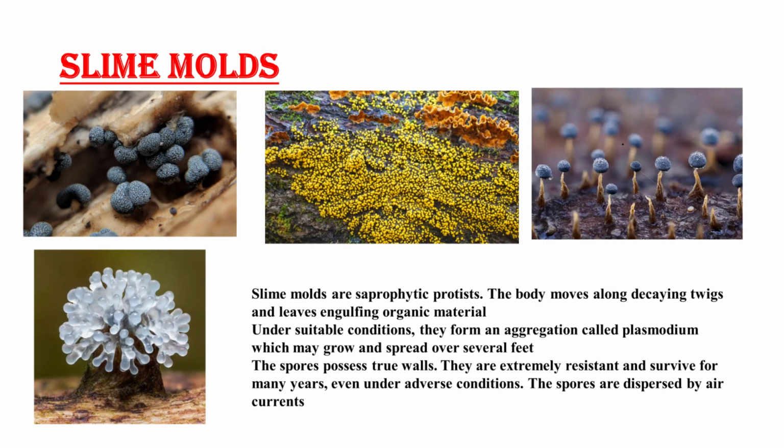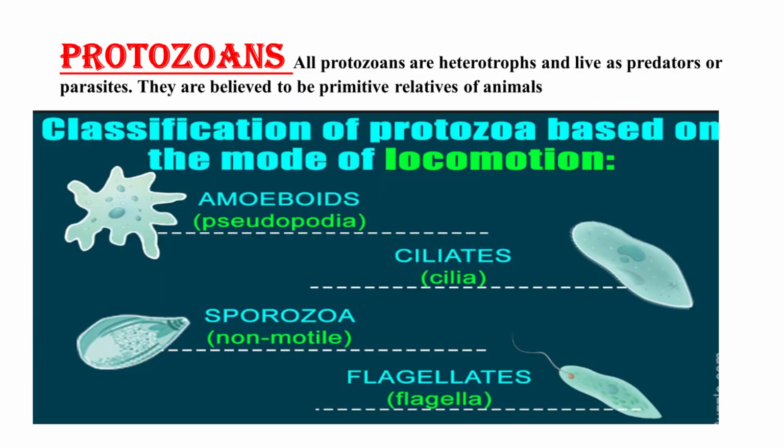Slime molds are saprophytic protists. The body moves along decaying twigs and leaves engulfing organic material. Under suitable conditions, the spores possess true walls. They are extremely resistant and survive for many years, even under adverse conditions. The spores are dispersed by air currents. All protozoans are heterotrophs and live as predators or parasites. They are believed to be primitive relatives of animals.